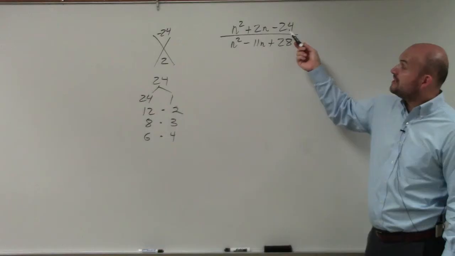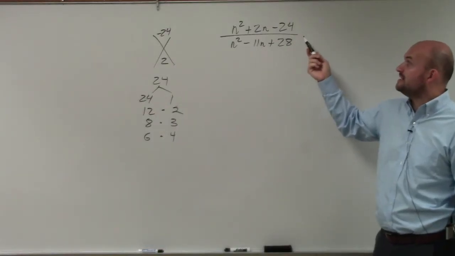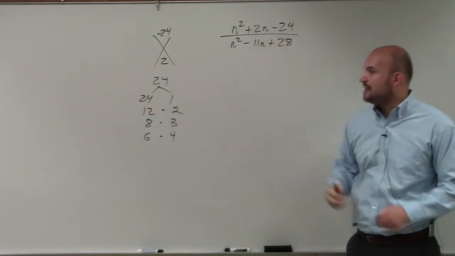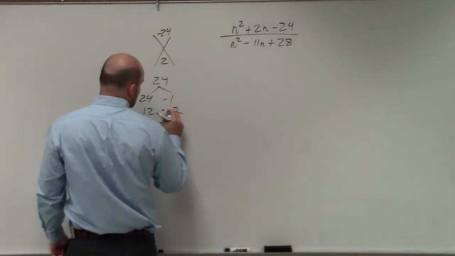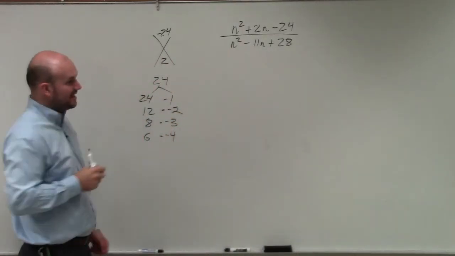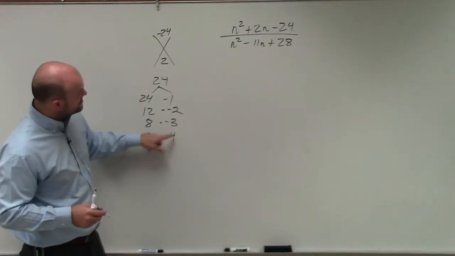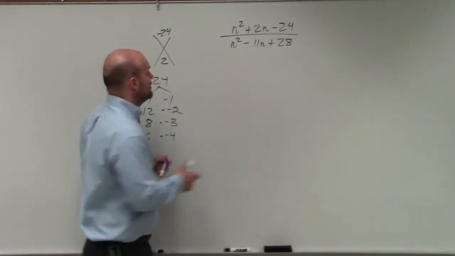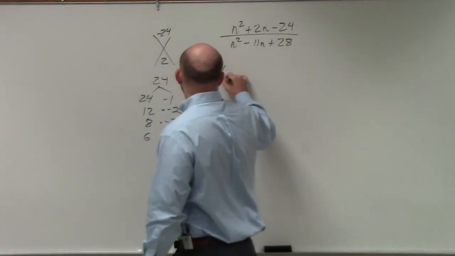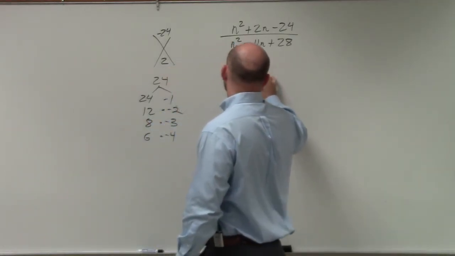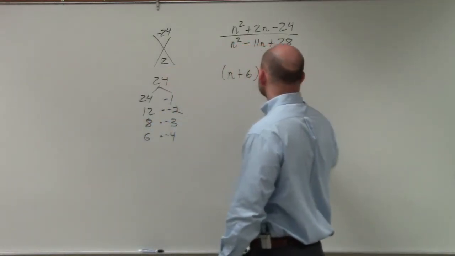And since they need to multiply to give me a negative, that means one of these needs to be negative. But when I add them, they need to be positive. So that means my smaller factor is going to be negative. 6 times negative 4 is negative 24. 6 plus negative 4 is positive 2. So therefore, I can factor my numerator as n plus 6 times n minus 4.